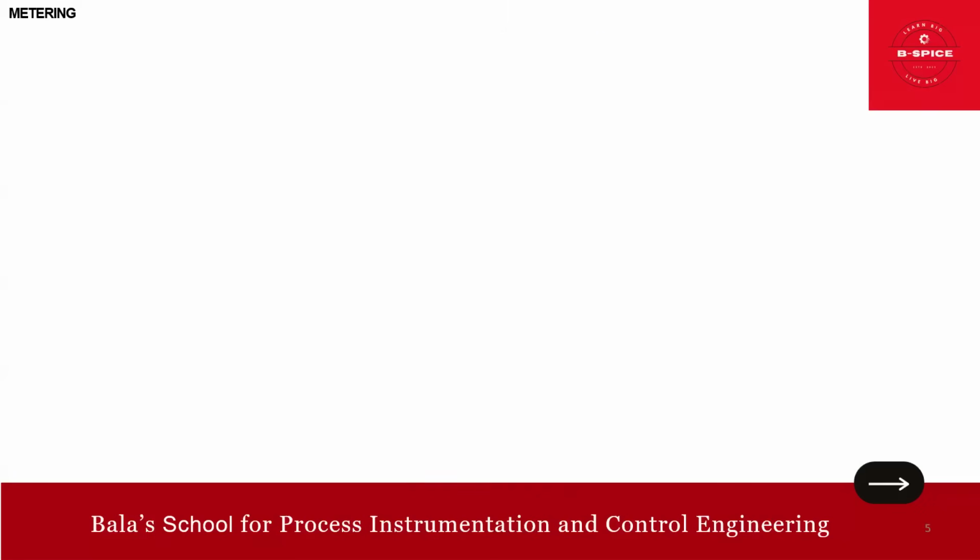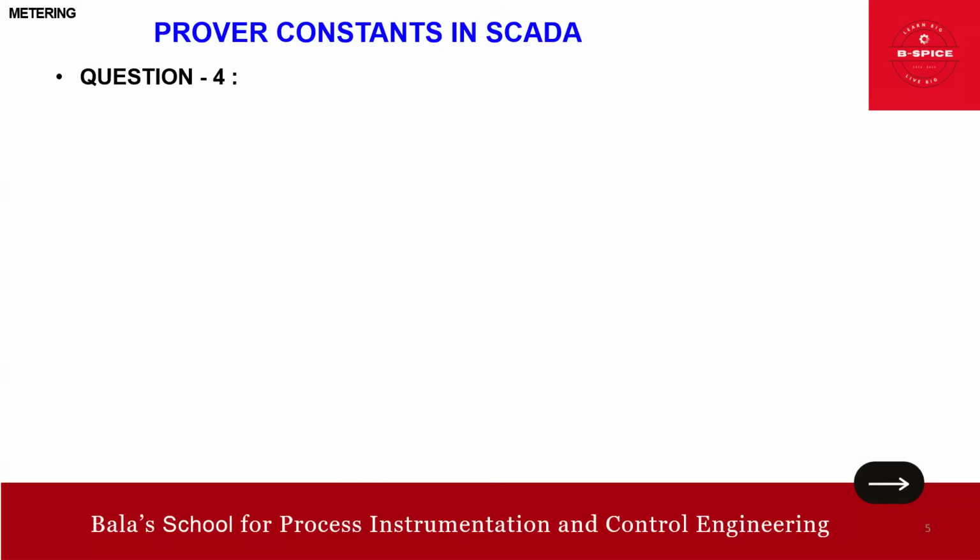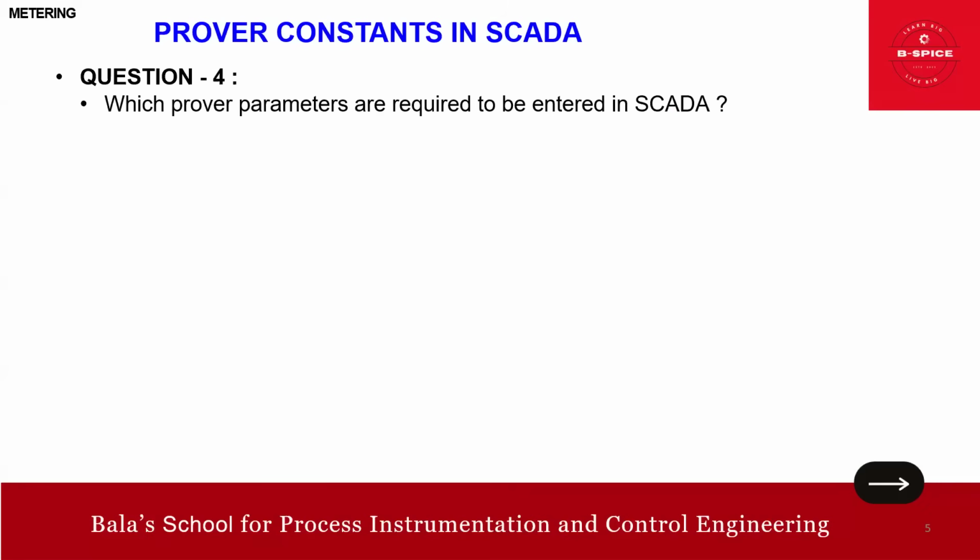Right. Now I go into the fourth question, which is about prover constants in SCADA. The question: which prover parameters are required to be entered in SCADA? Before answering, friends, I want to inform you that in a custody transfer metering system, the SCADA system must be configured with specific prover parameters, isn't it? What for? To ensure accurate and traceable meter proving, isn't it?